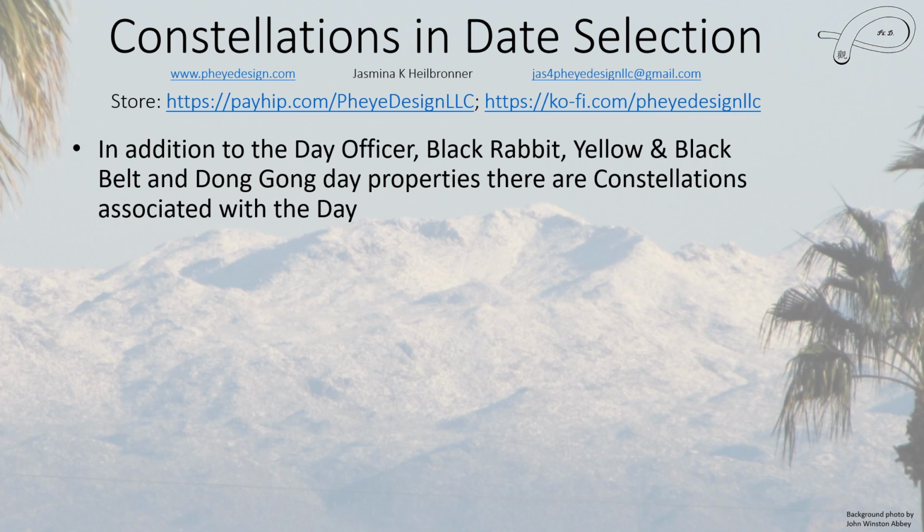Now I've already talked about the black rabbit, the yellow and black belt, and the dong day properties and how to get them. The day officer is very easy to find, and I will have another video that describes it in a little more detail of what you might want to look for for specific uses, but that'll come in a week or so.